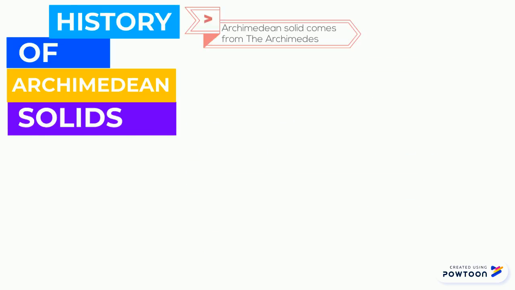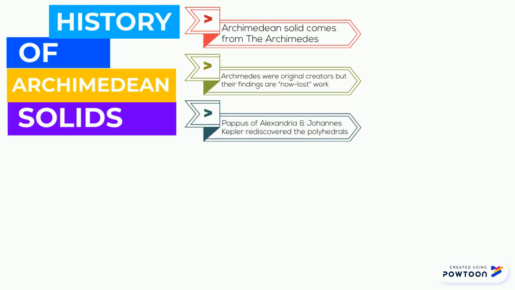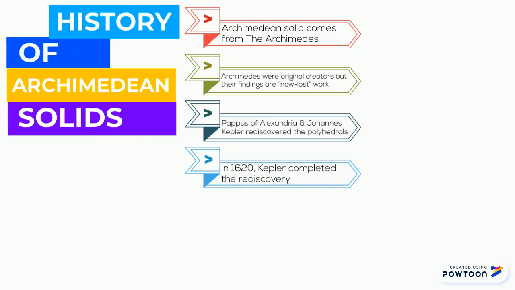Archimedean solid name comes from the Archimedes. The Archimedes developed these shapes originally, but had not named them, as the work for the development is now lost. Pappus of Alexandria and Johannes Kepler both made extraordinary contributions in the rediscovery of these polyhedra as well as naming them. But in 1620, Kepler was the one who had completed this rediscovery.